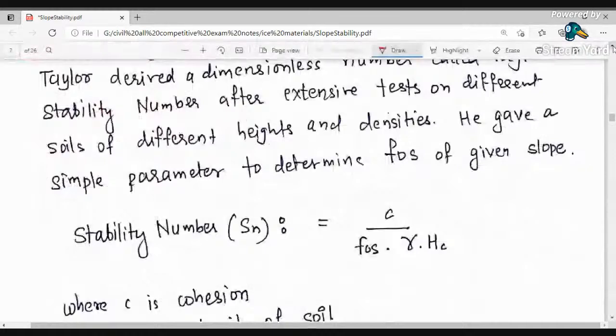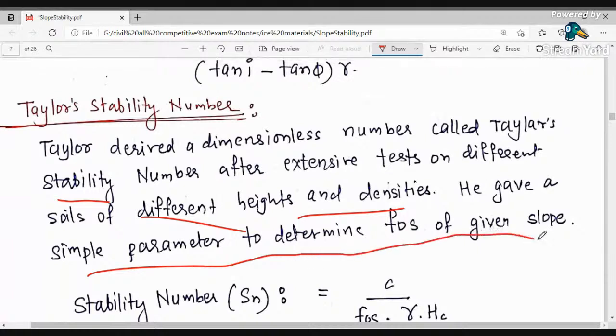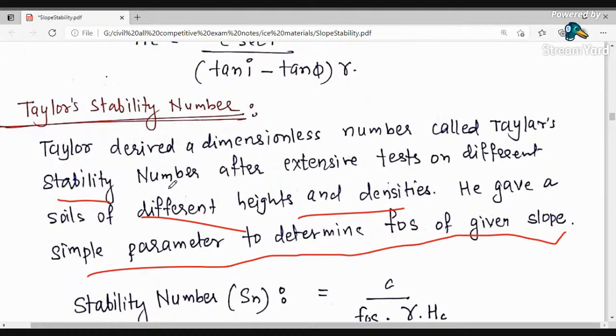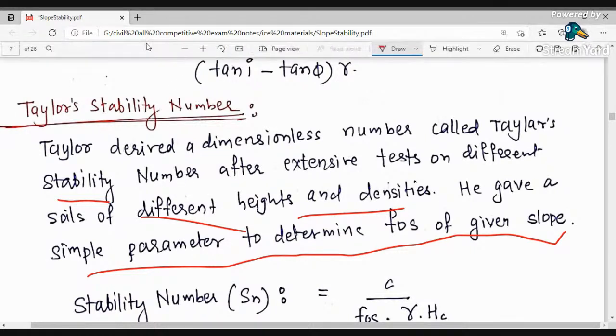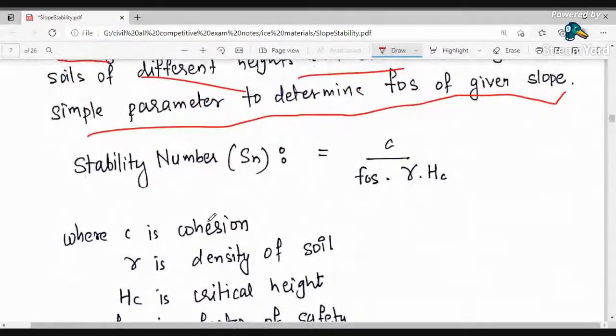Now we'll move to the Taylor stability chart. Taylor derived a dimensionless number called the Taylor stability number, after extensive tests on different soils with different heights and densities. He gave a simple parameter to determine the factor of safety in a given soil. So the Taylor stability chart is basically a stability chart. With the help of that chart, we can determine the factor of safety directly, because determining the factor of safety requires a lot of calculations, right? To avoid that time-consuming calculation, Taylor gave an approximate table. With the help of that, we can determine the factor of safety directly.